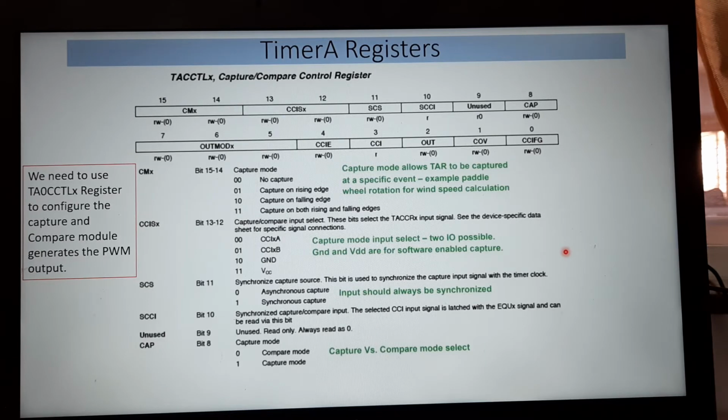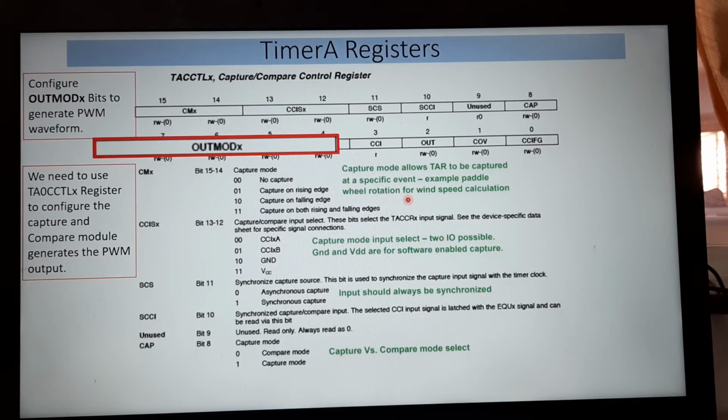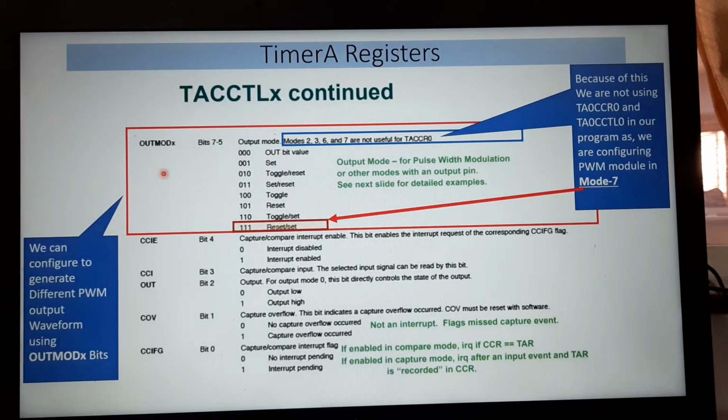Another important register for PWM is TA0CCTL, the Timer 0 capture compare control register. The important field of this register is OUTMOD X. If I configure these bits, I can configure the CCP module to generate a pulse width modulated waveform. These are bits 7 to 5 of CCTLX, OUTMOD X. These are the different modes of pulse width modulation. I am going to use reset/set mode for my program.